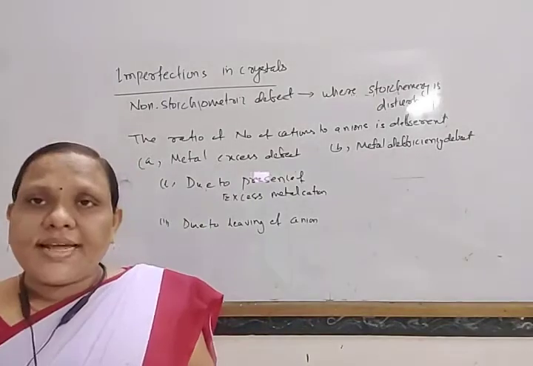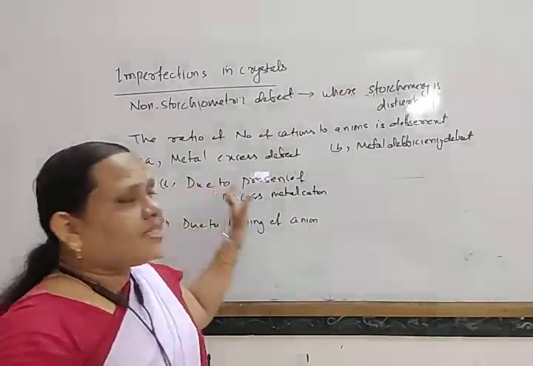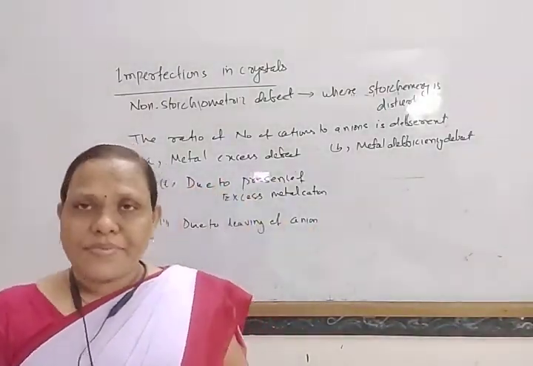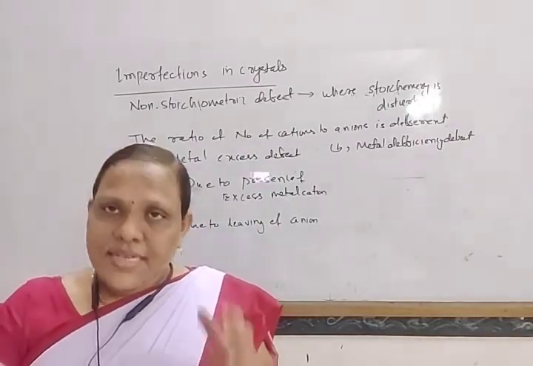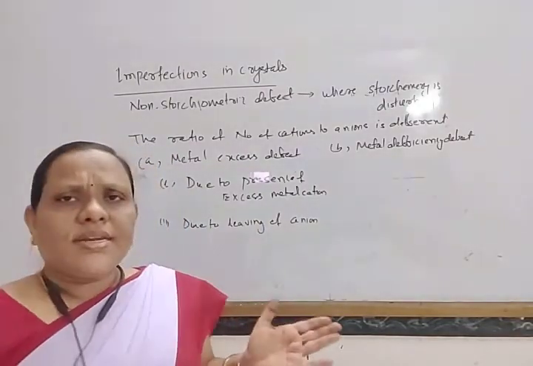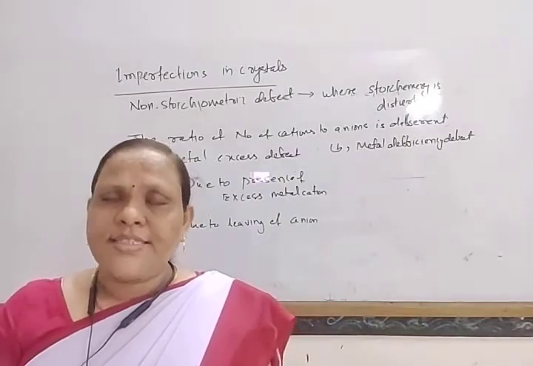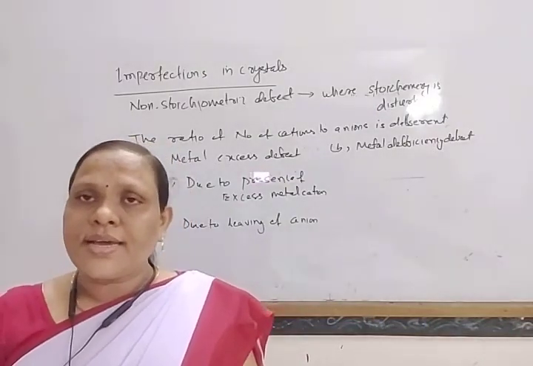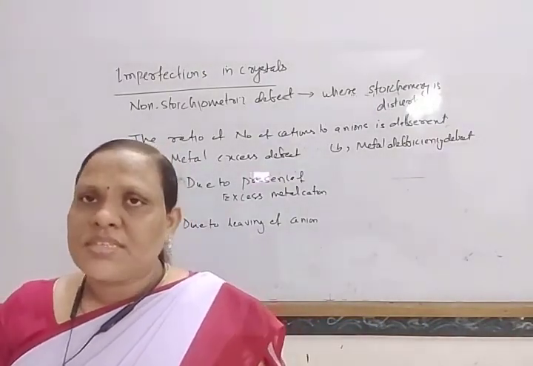When some excess metal cations are present in the metal lattice points, you know that when all the cations and anions are arranged, there is some interstitial space.